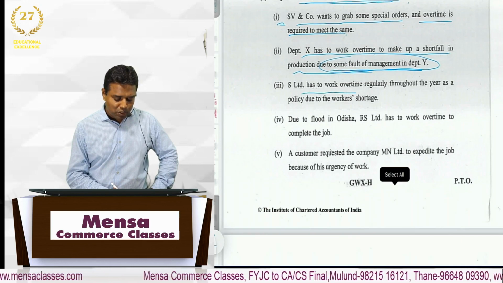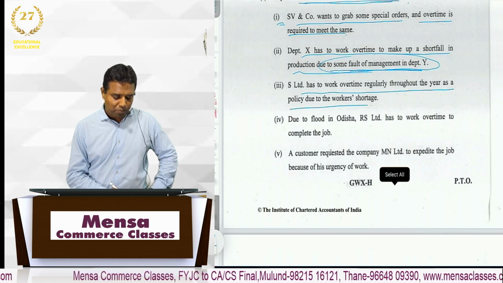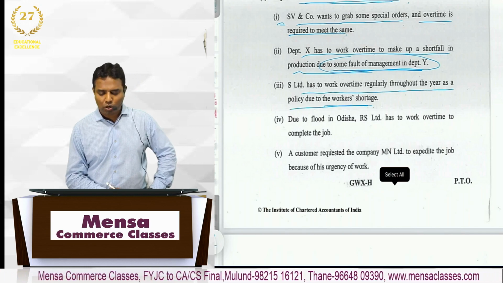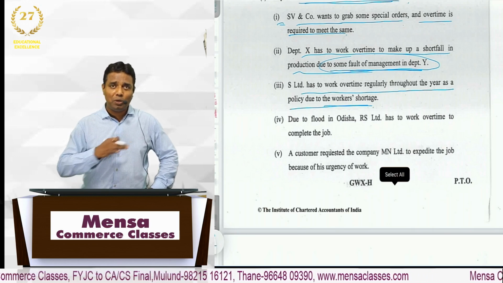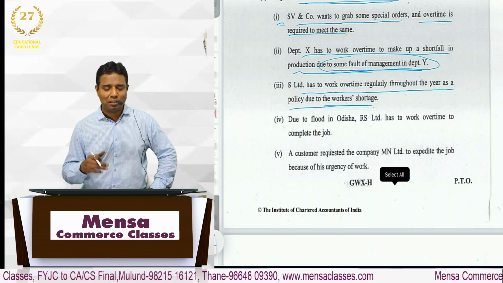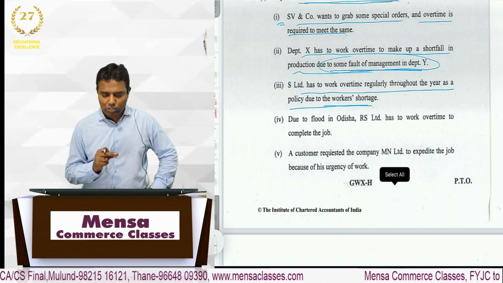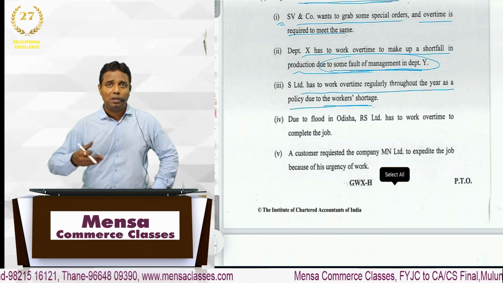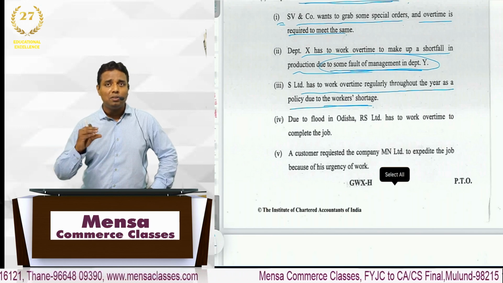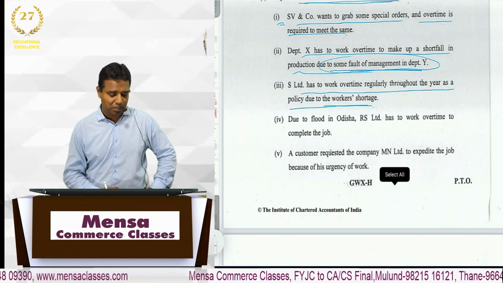S Limited has to work overtime regularly throughout the year, as a policy, due to workers' shortage. Now if it is a regular feature due to shortage of workers, and we know it is going to happen throughout the year, it is better to form a part of your direct wages, because it's very predictable. Overtime is going to happen and we're going to pay this extra cost. It's better to form part of direct labor cost.